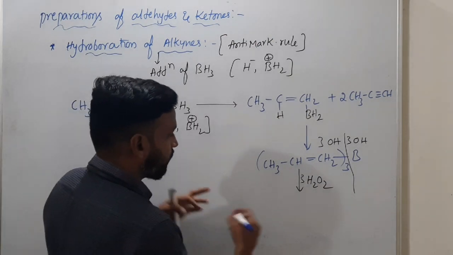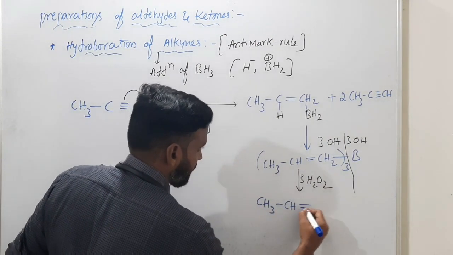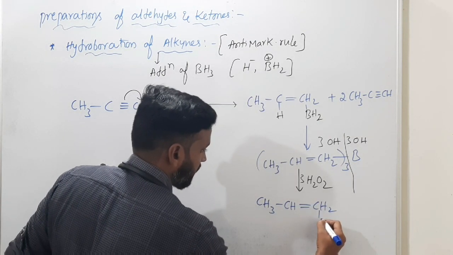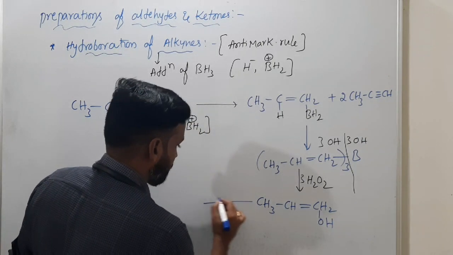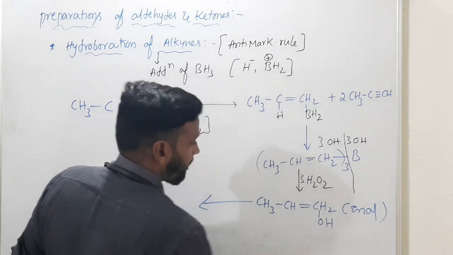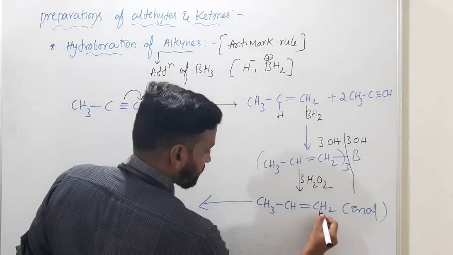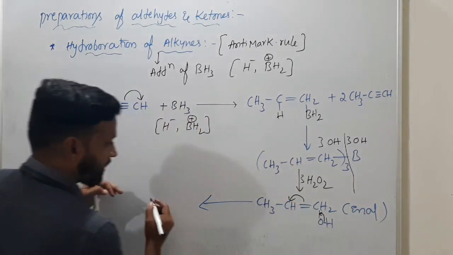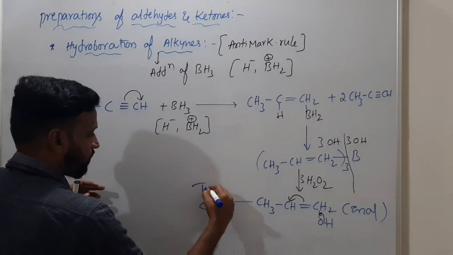Allyl groups otherwise. So what do you have here? CH3, then CH double bond CH2, and here you have OH. Three moles. What form is this called? This is called the enol form. Enol form, right? So what happens next? This will come over here and this will migrate. Certainly your product is the enol form, which is called, what is that called?